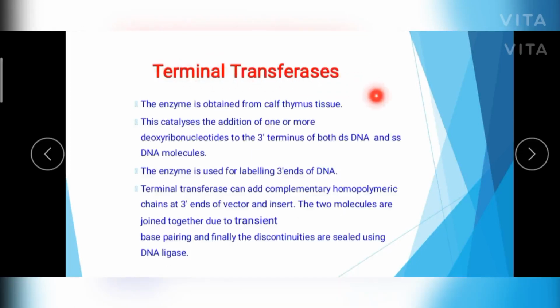The next enzyme is terminal transferase. This enzyme is extracted from calf thymus, and it helps in the addition of nitrogen bases or deoxyribonucleotides, dNTPs, to the 3' terminus of both double stranded and single stranded DNA. Particularly, this enzyme is used for labeling the 3' ends of the DNA. Since you are adding the same type of bases, that is dNTPs, at the 3' ends, these are called homopolymeric tails.